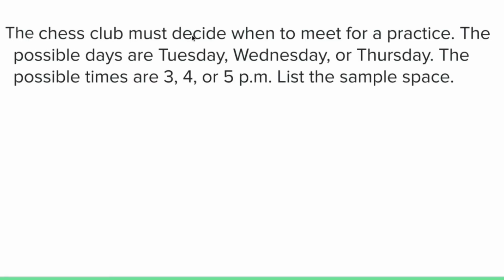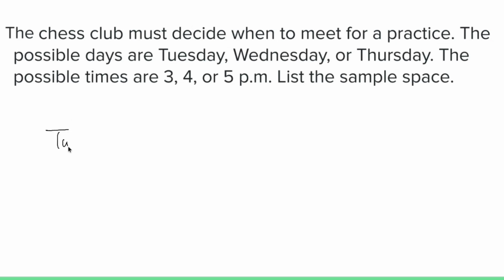The chess club must decide when to meet for a practice. The possible days are Tuesday, Wednesday, or Thursday. The possible times are 3, 4, or 5 p.m. List the sample space. Well, the sample space is just going to be all possible options that we have.